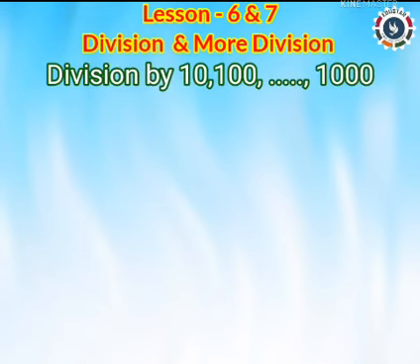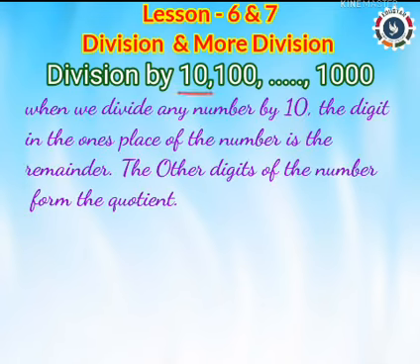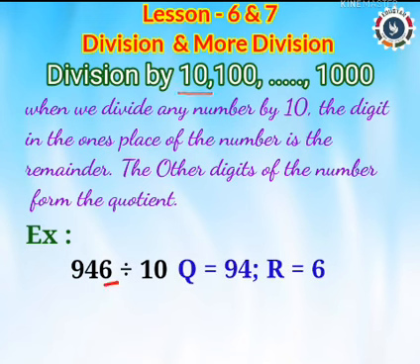Next, division by 10, 100 and 1000. First, division by 10. When we divide any number by 10, the digit in the ones place of the number is the remainder. The other digits of the number form the quotient. For example, 946 divided by 10. Here, 6 in ones place. So write this 6 in remainder. Quotient is 94. Now you try this.